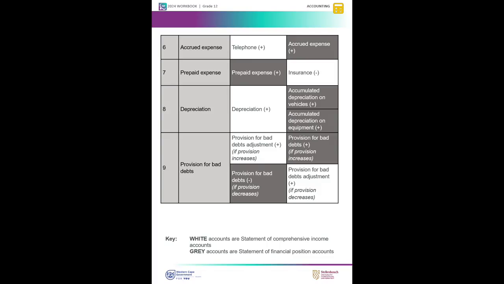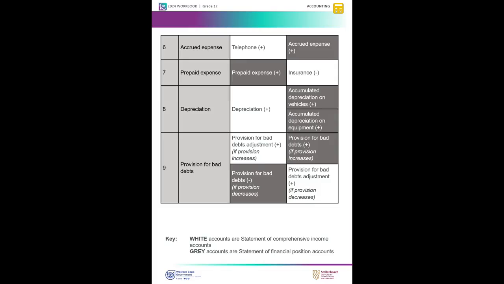Why are we classifying that as a negative asset? Because it brings down the value of our debtors' control. Okay? So your provision for bad debt adjustment can be seen as both an income or as an expense. Now, when is provision for bad debts adjustment seen as an income?